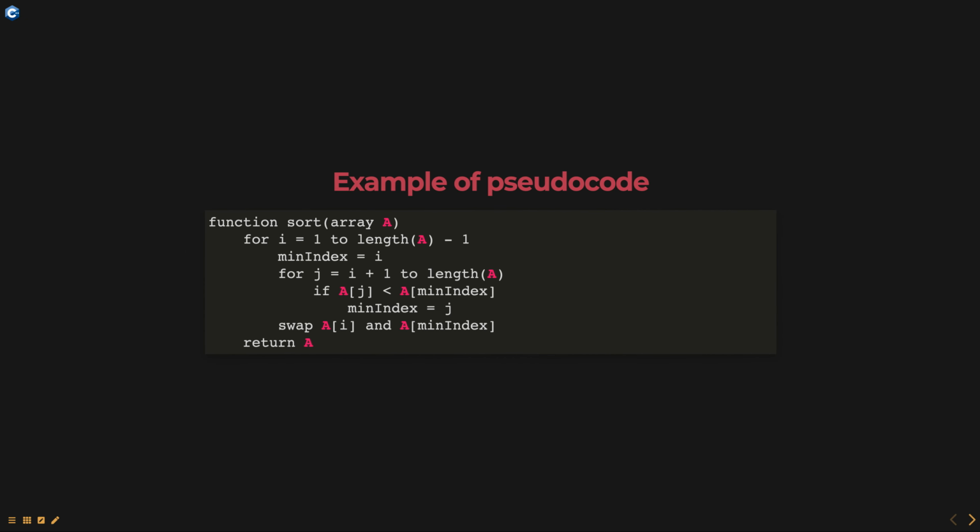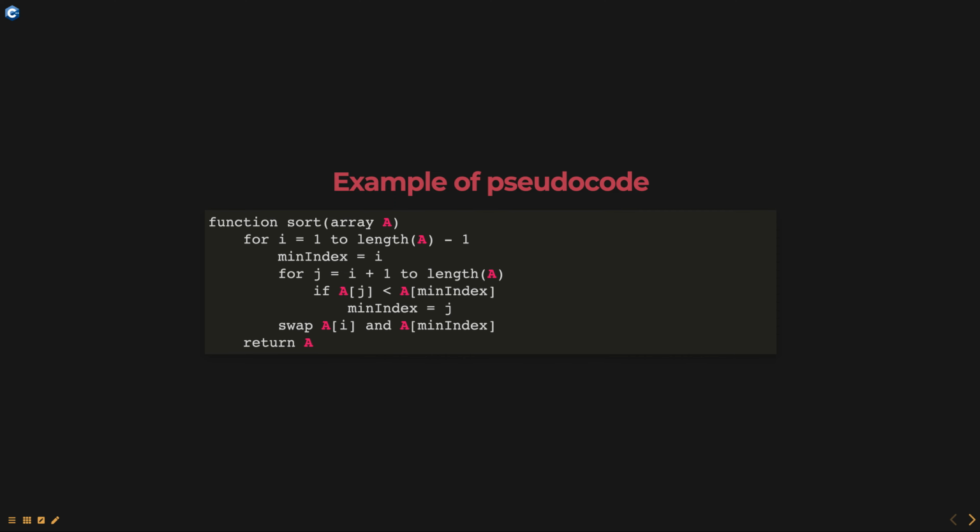Here is an example of a pseudocode for a simple sorting algorithm. The pseudocode describes a simple sorting algorithm known as selection sort, which sorts an array by repeatedly finding the minimum element in the unsorted portion of the array and swapping it with the first unsorted element.